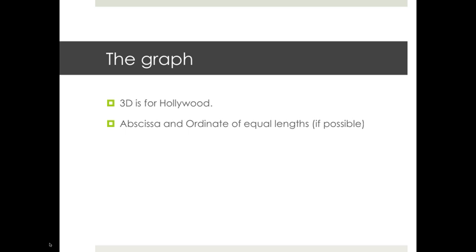Right? The abscissa and the ordinate, the x and y-axis, are of equal lengths, if at all possible. Sometimes that's not feasible, and I get it, but generally speaking, we like our graphs to be squares. Right? Make sure the scales are clean, and make sure the labels are clean. All right, let's look at some examples of this.